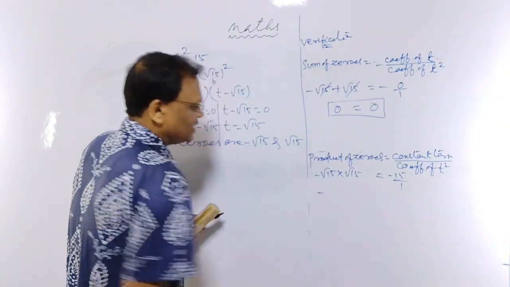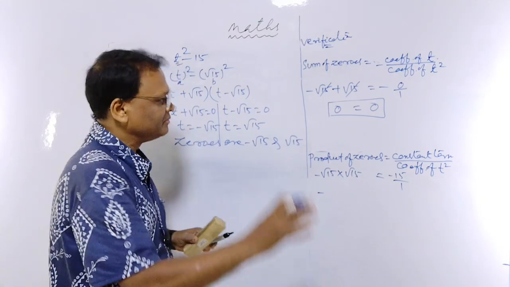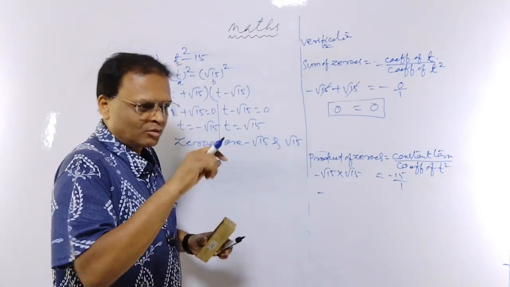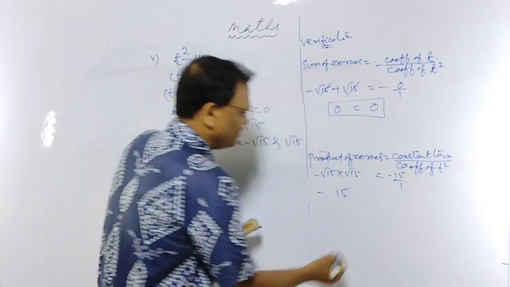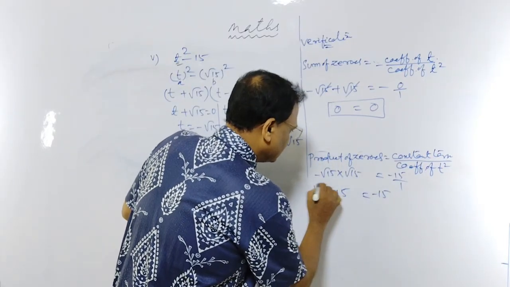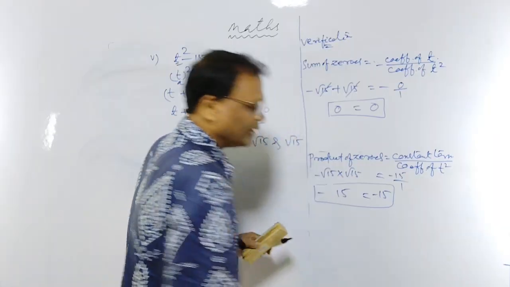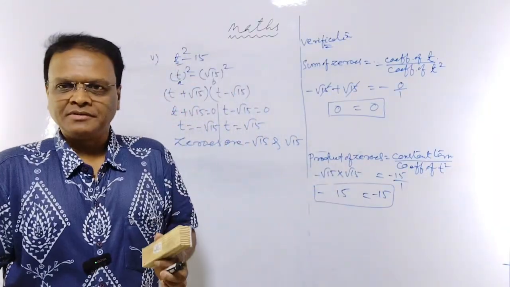Now look at it, minus root 15 into root 15. If you multiply, you get minus 15. Why? Root 15 and root 15 square will cancel, and this will give me minus 15 is equal to minus 15 by 1. I think again verified. Minus 15 is equal to minus 15.